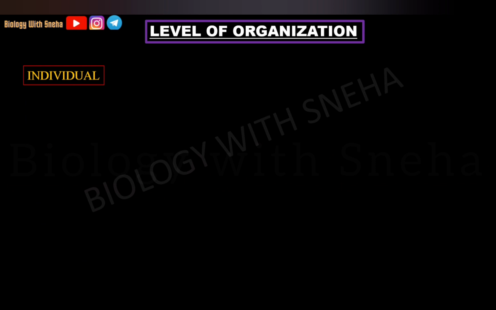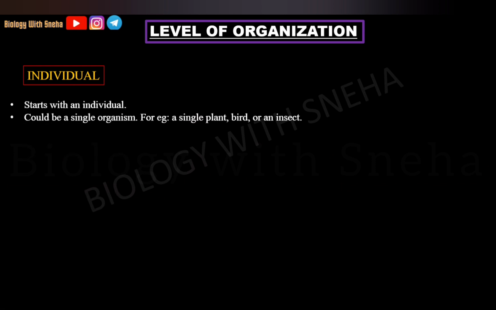The first and very basic level of organization is an individual, right? So the basic level of organization itself starts with an individual. So what do we mean by individual? An individual could be a single plant that we are talking about, or a single animal, a single insect, or a bird, etc., right?